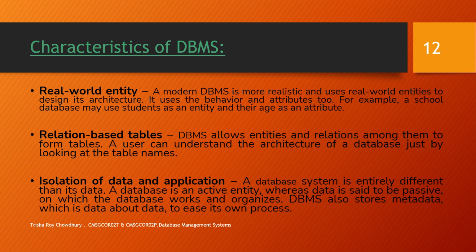Number 3 is isolation of data and application. A database system is entirely different from its data. A database is an active entity, whereas data is said to be passive, on which the database works and organizes. DBMS also stores metadata, which is data about data, to ease its own process.